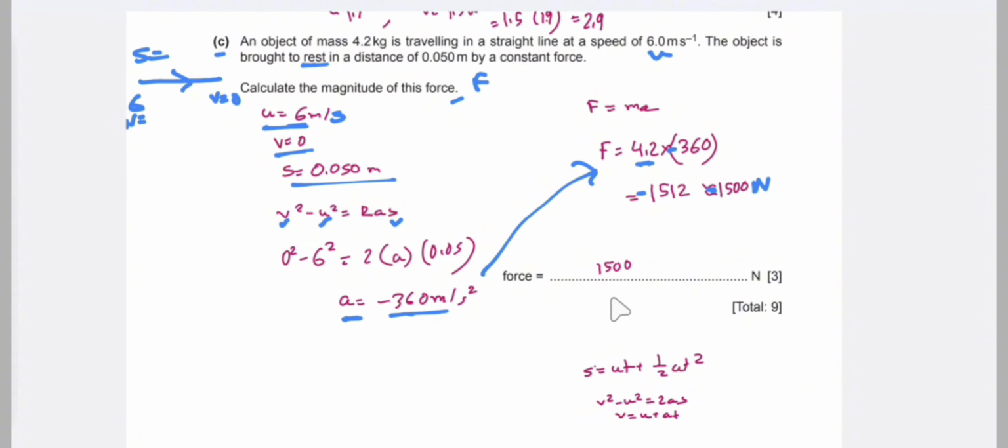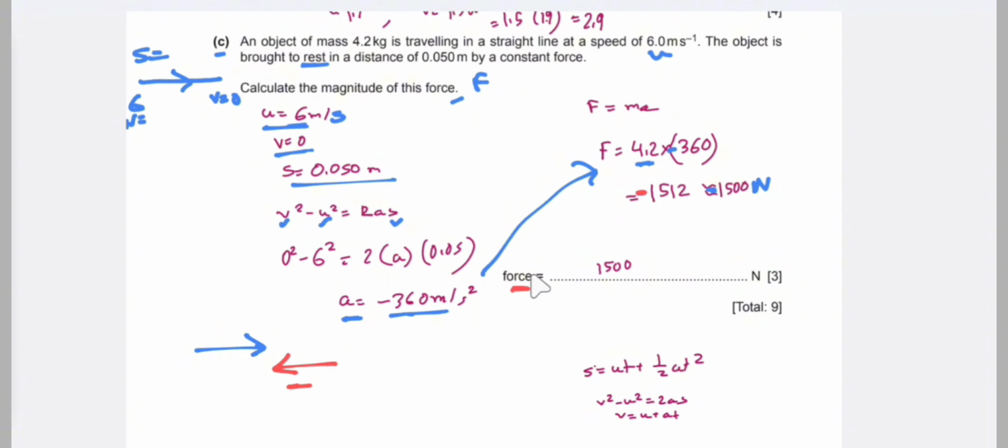Now here we can discuss the sign of the force. The object of mass is traveling in a straight line and is brought to rest. Suppose the object is moving in this direction; since it is brought to rest, there is some resistive force. Since it is a resistive force, it is obviously negative. So the resistive force is negative, but when we write the value of force, we have to write 1500 as our answer.